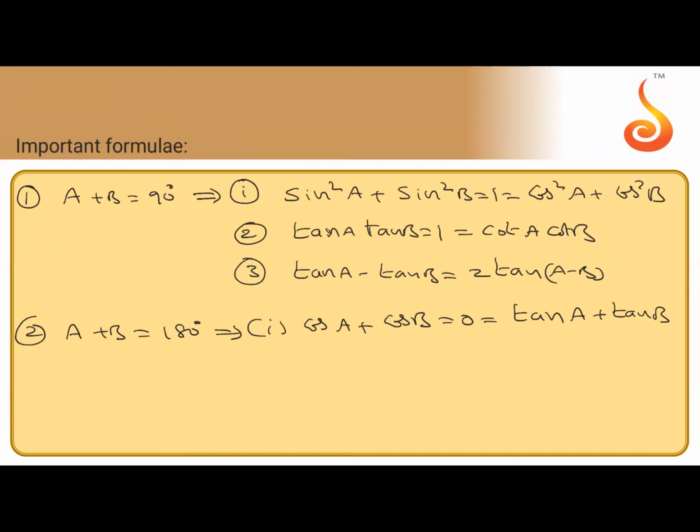So next property: if a plus b equals 180, then cos a plus cos b is 0, and tan a plus tan b is also 0. Just remember this property. Okay, that is the second property.